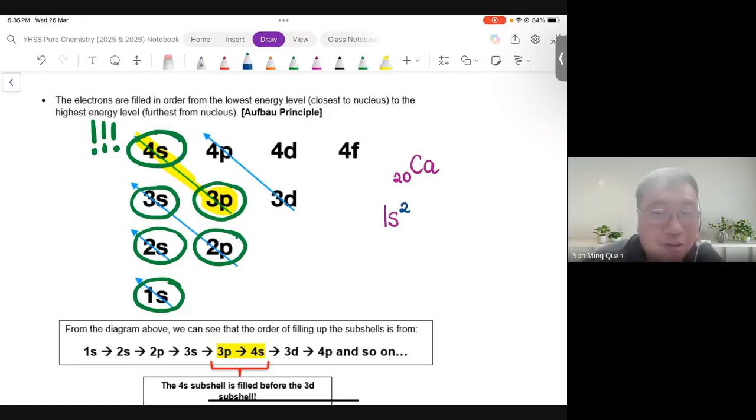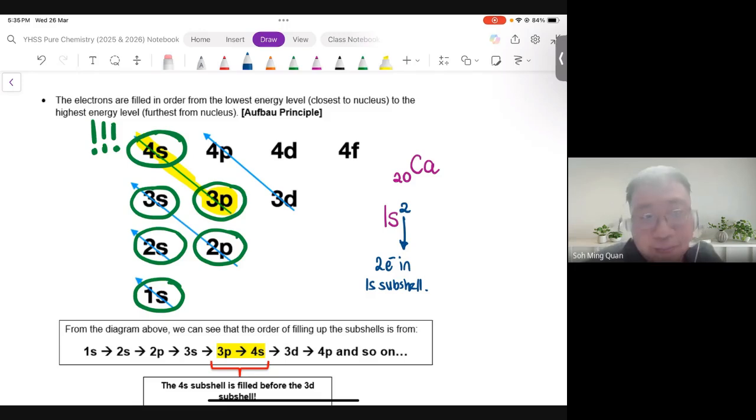So if you look back at the table, 1s holds 2 electrons. So look at how I've written it. 1s2. The 2 is written on top. So what this means is that there are 2 electrons in the 1s subshell. Okay? So the 2 is written as a superscript on top. 1s2. So 2 electrons go into the 1s subshell.